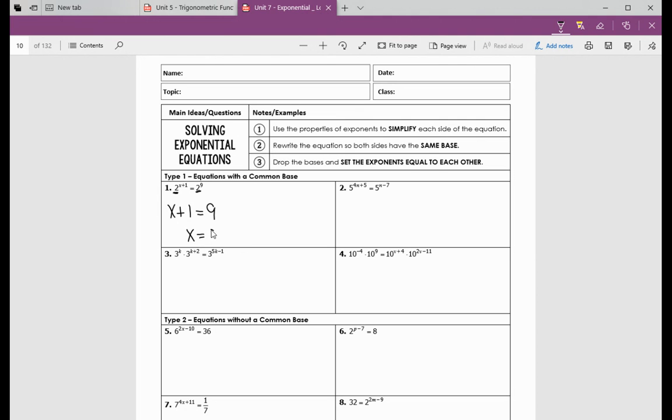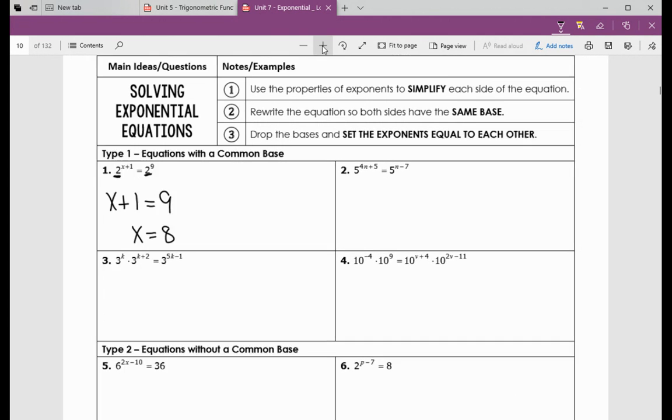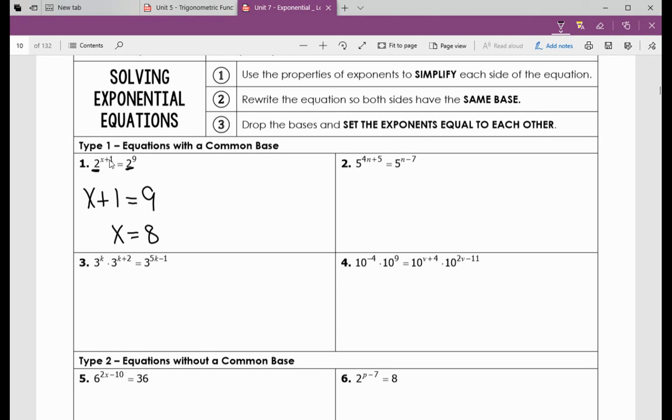So x equals 8. You can quickly check it if you plug that back in right here. 8 plus 1 is 9, so you get 2 to the 9th equals 2 to the 9th. So it works out.